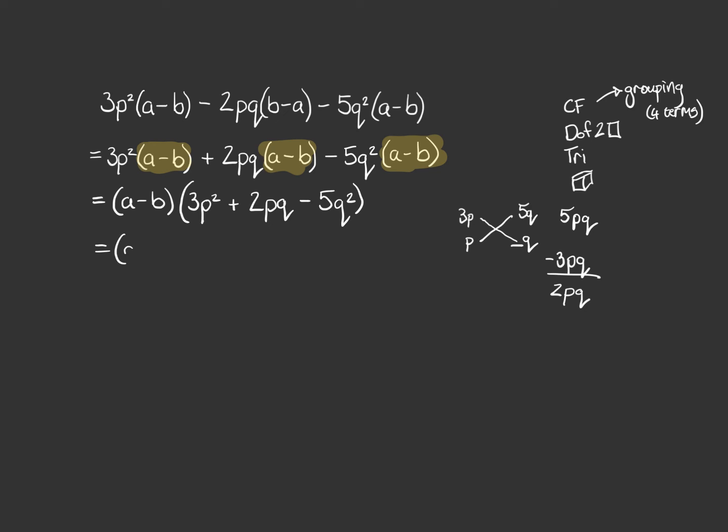So in terms of my brackets for factorizing my trinomial, I am going to have this as a bracket. So it's going to be 3p plus 5q. And then the other bracket is going to be the bottom two, which is p minus q. Pretty complicated question, not difficult, but just complicated. There's a lot going on.